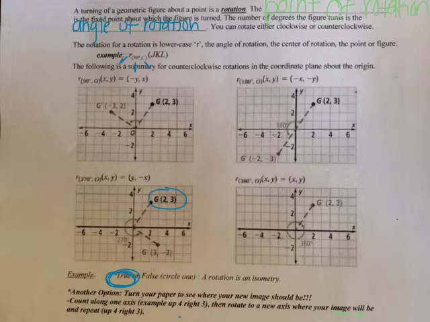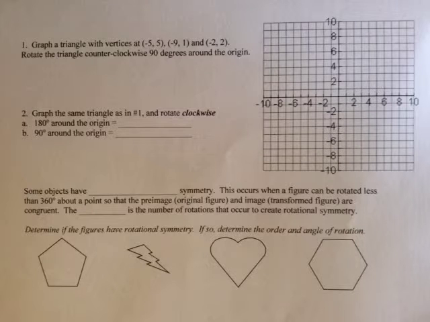Another option you can do is just turn your paper to see where your new image should be. Count along one axis, for example, up 4, right 3. Then rotate to a new axis where your image will be, and repeat, up 4, right 3. That's another way of looking at it.